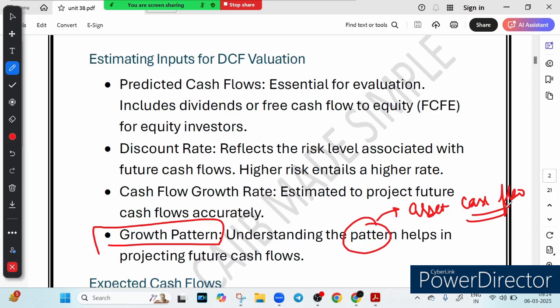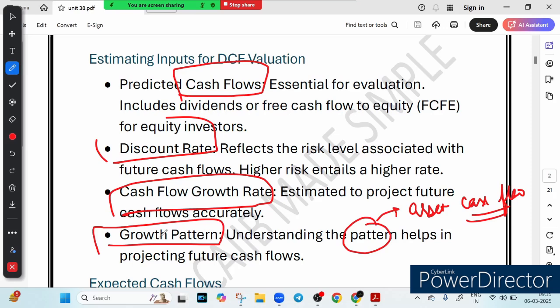So the final thought is that if you can master these four inputs, what are the four inputs? The first is the cash flow, second is the discount rate, third is the cash flow growth rate, and fourth is the growth pattern. If you master these four inputs, you will have the ultimate toolkit to evaluate any investment like a pro. These are the inputs required for DCF valuation.